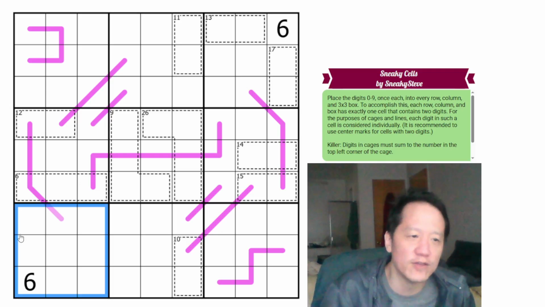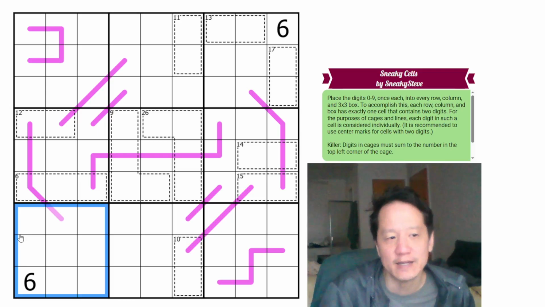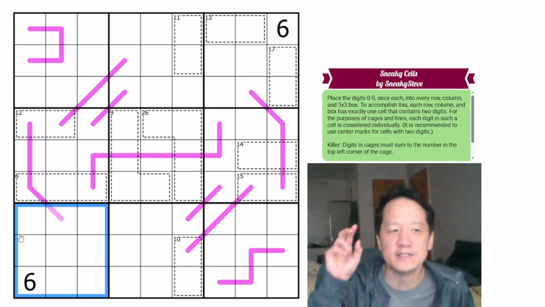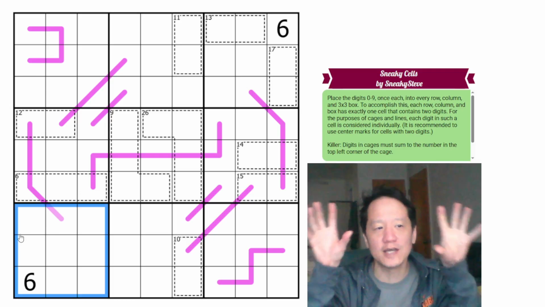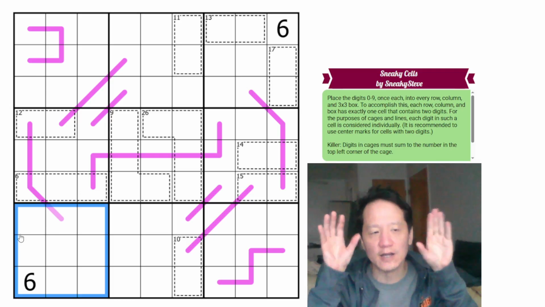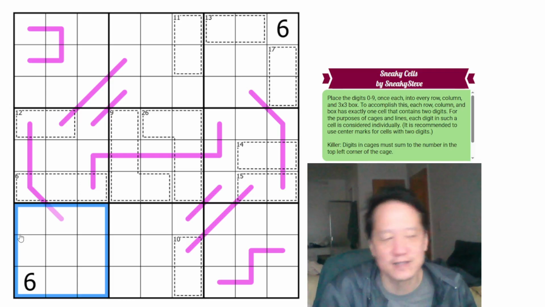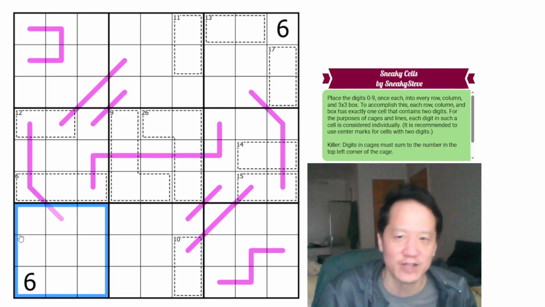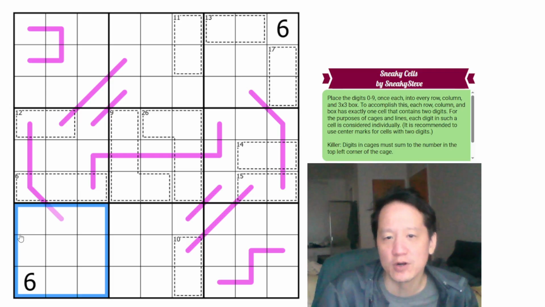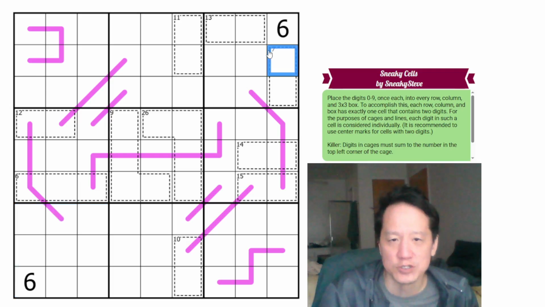Which, if you think about it, is basically similar to what Schrodinger's cat is. The cat is essentially in two states at the same time, and then it collapses into one, but we don't get into that. This doesn't involve collapsing. For the purposes of cages and lines, each digit in such a cell is considered individually. It is recommended to use center marks for cells with two digits. That's what I usually do too.